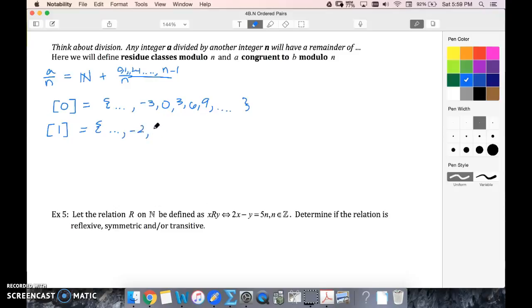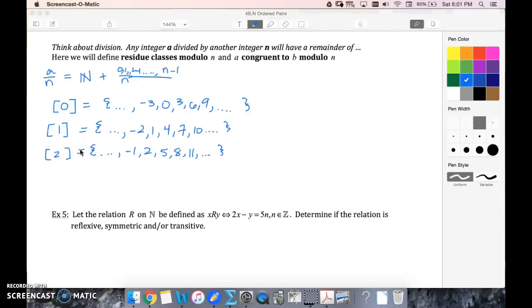-2, 1, 4, 7, 10. Remainder of 2, 1 greater than those: -1, 2, 5, 8, 11. And now I can see that I've got all the different sets of integers. Individually, each of these we refer to as the residue classes modulo, here we would have 3. Yeah. Note within these, always there's a difference of 3, because that's what we were dividing by.